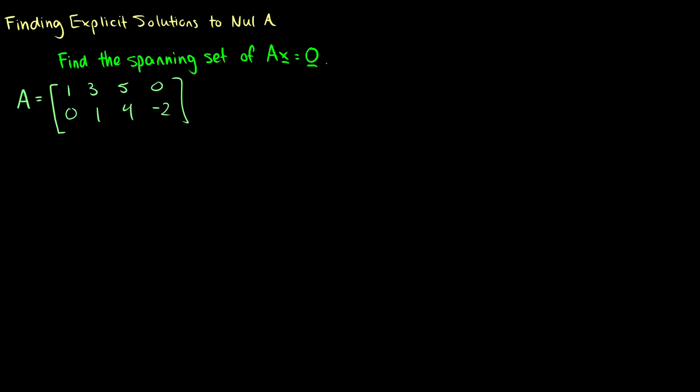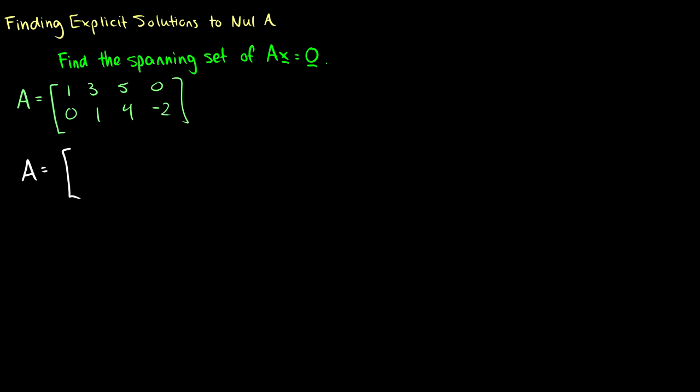Okay, so what if we're asked to find explicit solutions to null A? So for instance, I want to find the spanning set of Ax equal to 0. So this is another way of saying I want to find the solutions to null A. So we have a matrix A here. What we need to do is reduce it to reduced echelon form. So let's do that.